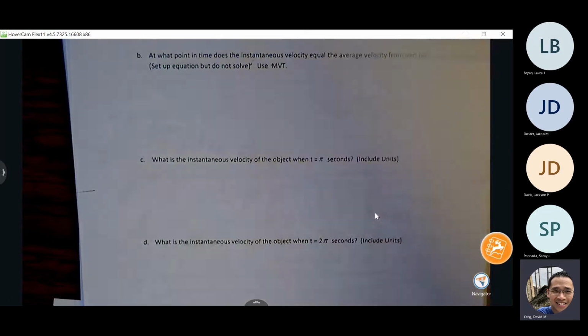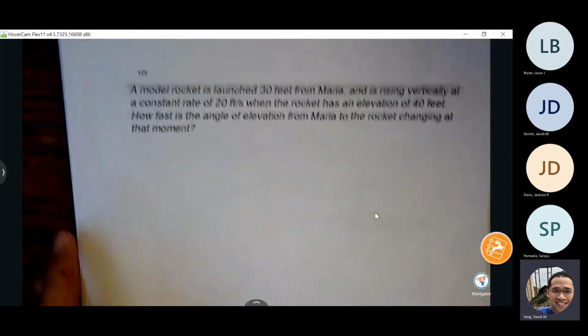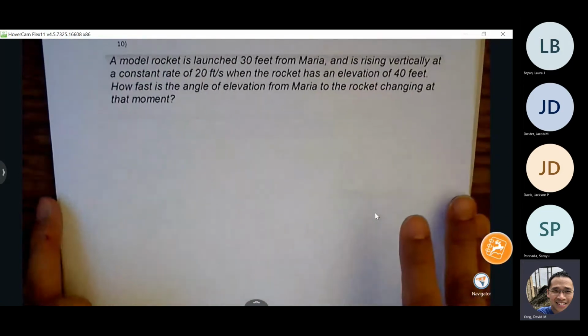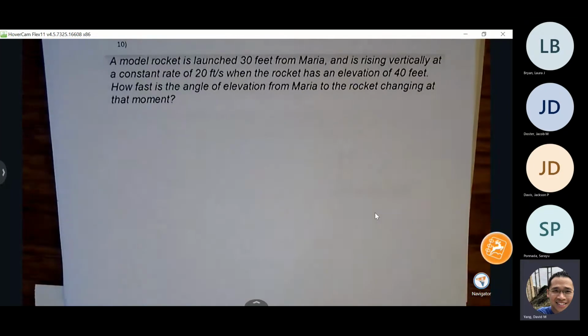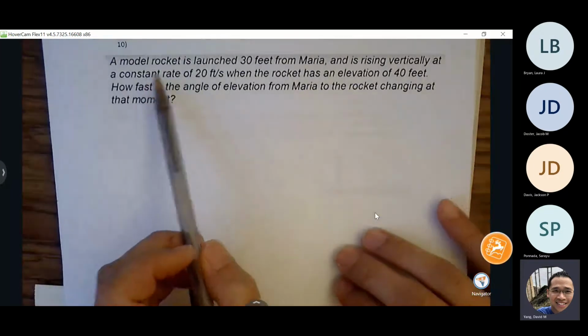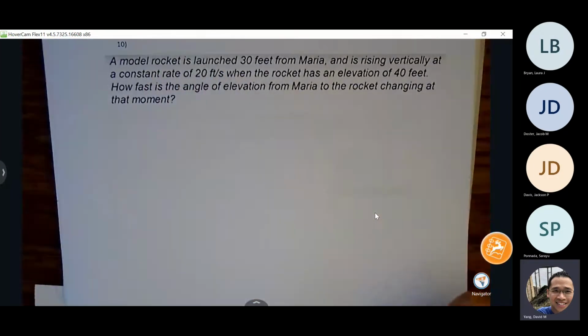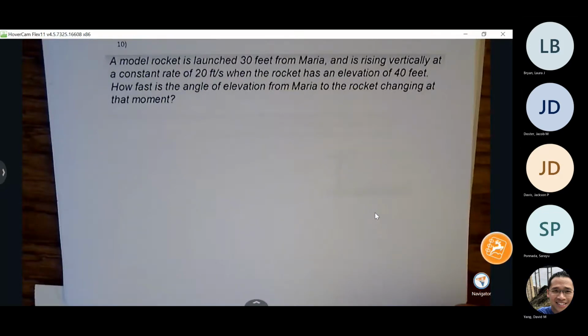Okay, I got a related rates problem for us here. I'll copy that down. Okay, a model rocket is launched 30 feet from Maria and is rising vertically at a constant rate of 20 feet per second. But the rocket has an elevation of 40 feet. How fast is the angle of elevation from Maria to the rocket changing at that moment?